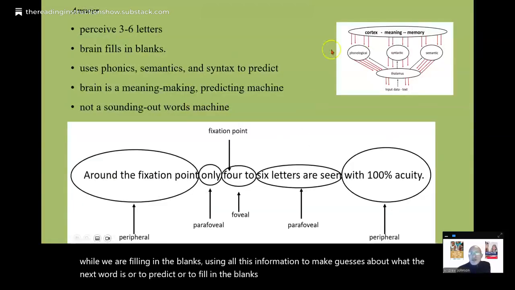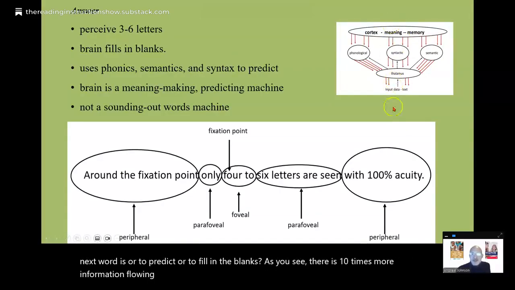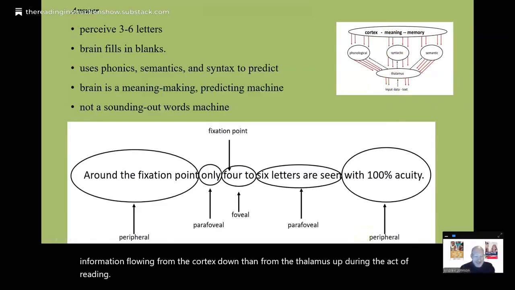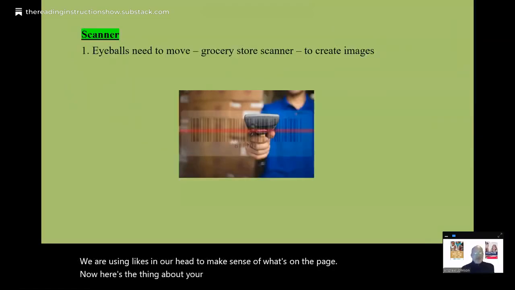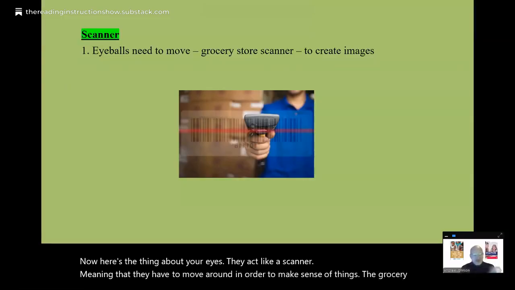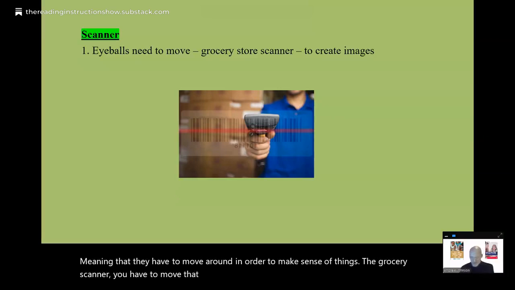As you see, there's 10 times more information flowing from the cortex down than from the thalamus up during the act of reading. We are using what's in our head to make sense of what's on the page. Now, here's the thing about your eyes. They act like a scanner, meaning that they have to move around in order to make sense of things. The grocery scanner, you have to move that thing in order for the little thing to see the bars.